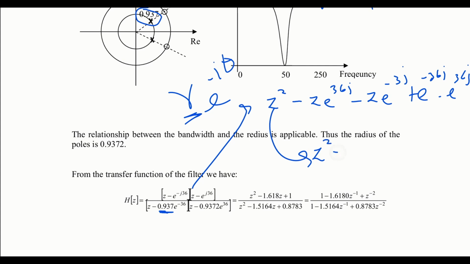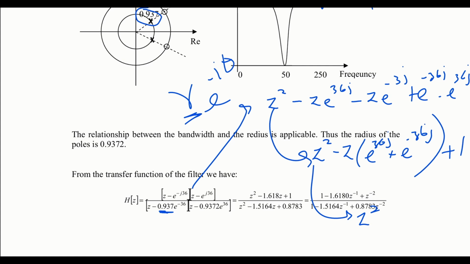Now you can bring the minus z out. So you get e raised to the power positive 36j plus e raised to the power minus 36j, right? And now e raised to the power minus 36j multiplying e raised to the power plus 36j will give you e raised to the power 0j, which is 1. Hope you remember that. Yes, because minus 36 plus 36 in the indices, you get e raised to the power 0, which is 1. Then you can come ahead and evaluate this.